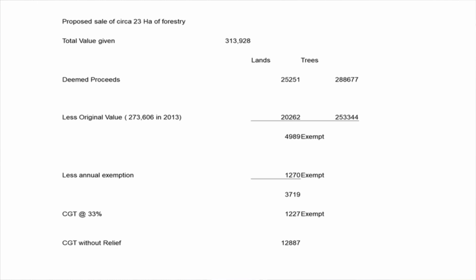In that case, there is a small gain or uplift in value in the underlying lands between 2013 and now. And when you apply your annual exemption, you're looking at CGT there, 33%, of roughly €1,200. Without the relief in that instance, you're up to just shy of €13,000. So the value in it is quite evident there.